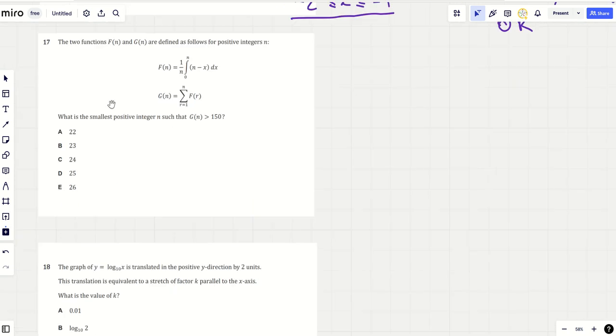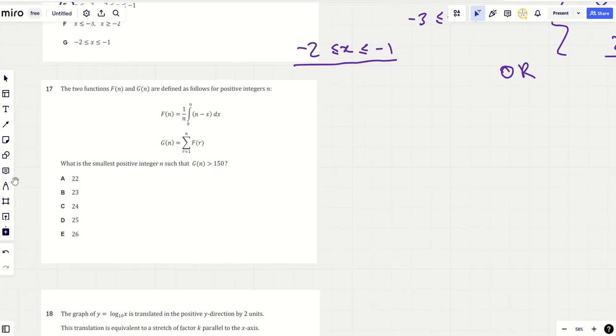Okay, what's 17? A little bit of integration and summation. Nice. Yeah, this one's not bad. I didn't think this one was too bad. They want g of n is bigger than 150. I'm going to start working with f of n. Now, we've got 1 over n times the integral from 0 to n minus x, but we're integrating with respect to x, assuming that n is constant.